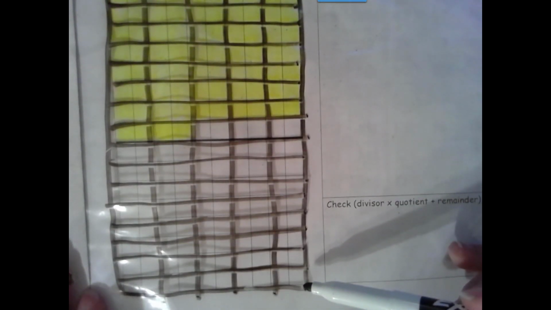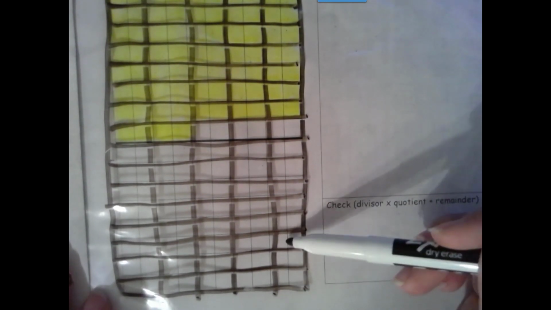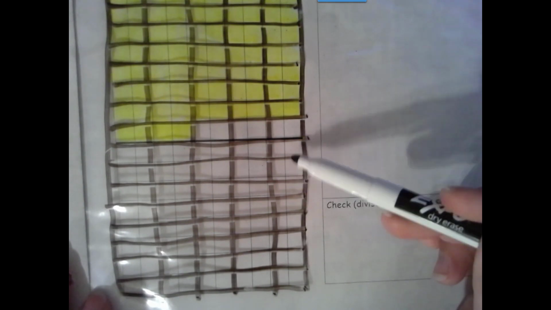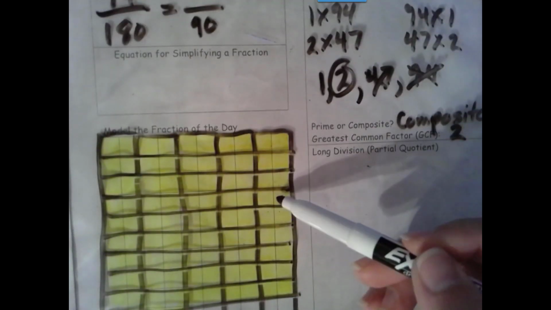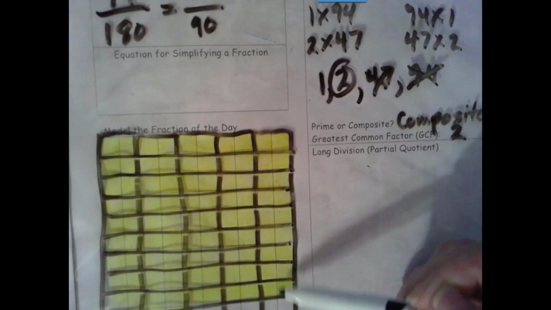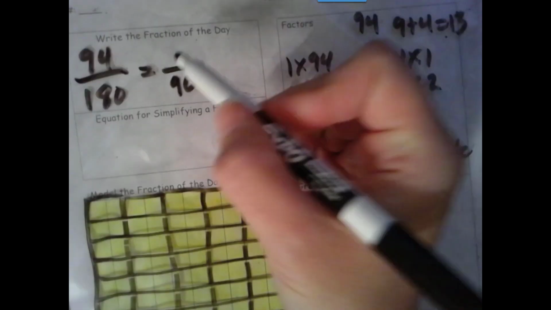So to find my total groups of 2, I can count by 5s. 5, 10, 15, 20, 25, 30, 35, 40, 45, 50, 55, 60, 65, 70, 75, 80, 85, 90 total groups. And I have 5, 10, 15, 20, 25, 30, 35, 40, 45, 46, 47 of them shaded in.